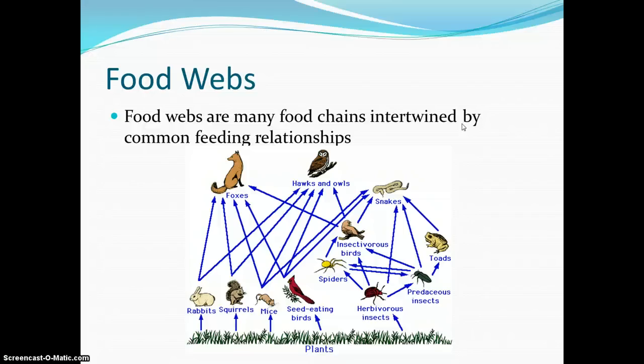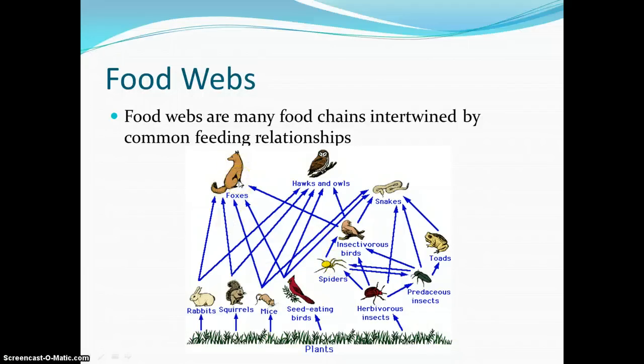So if you look at this example here, it all starts with the plants at the bottom. Even in food webs, the plants are the key. They're the very beginning. Now along come our primary consumers, so the rabbits, squirrels, mice, birds, insects that eat. So these are our primary consumers here. And then you start to see where the confusion comes. It's not as linear anymore.